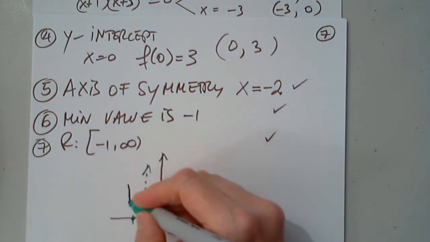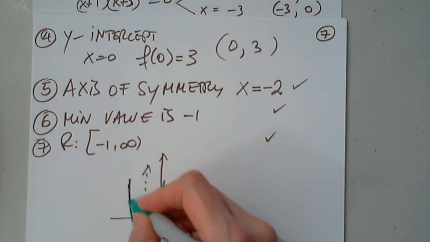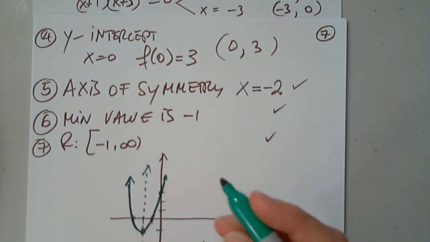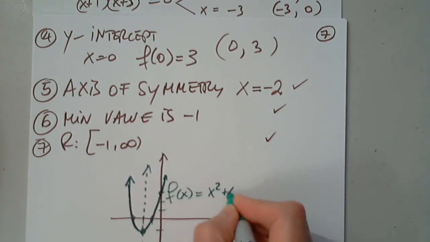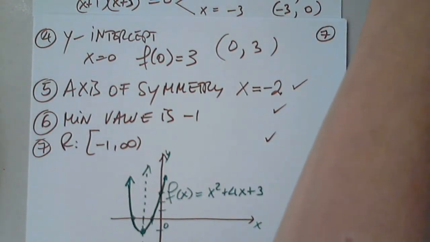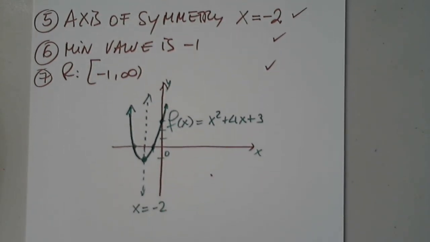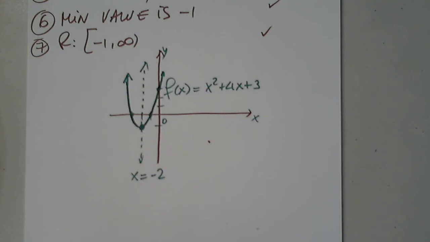And now I graph the parabola. I have to graph it as symmetric as I possibly can. My graphs will never be perfect. So I have to write somewhere what I graphed: x squared plus 4x plus 3. So all these steps should go in your separate notes for posterity, for tests, for final, for whatever. Any questions for me?